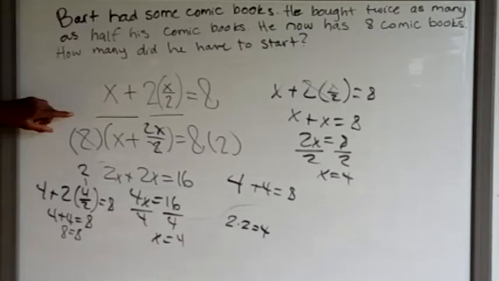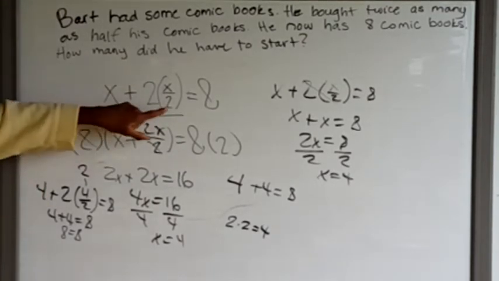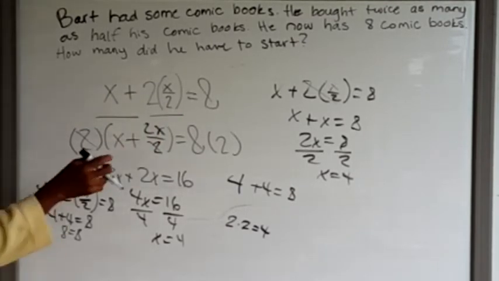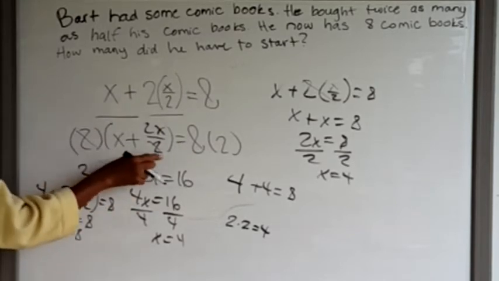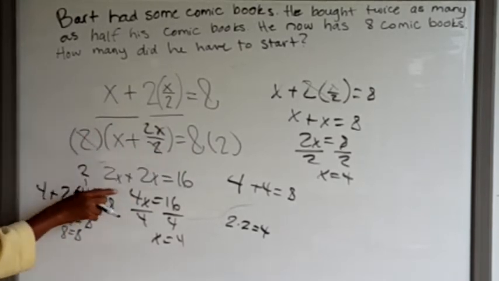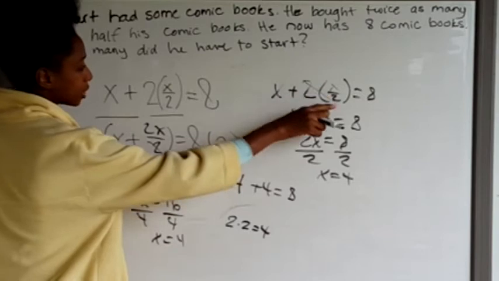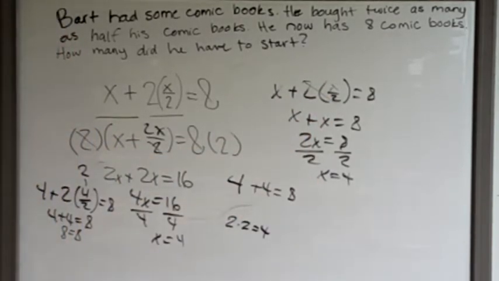Alright, so we see how he multiplied by 2 first, the whole thing. Well, no, he did multiplication first and got 2x over 2. x plus 2x over 2, then multiply by 2. Those canceled out. We got 2x plus 2x equals 16. Combine like terms and divide it. Or he could have canceled those out to begin with. Got x plus x, combine like terms. 2x equals 8, divided by 2, and x still equals 4.